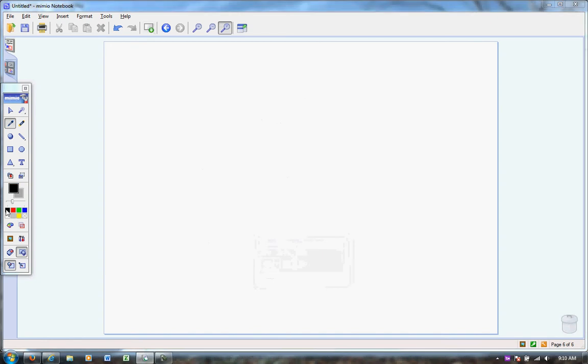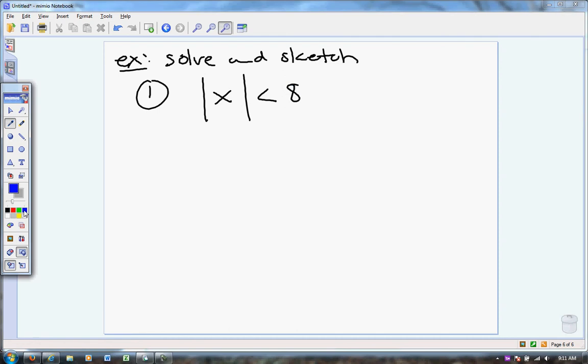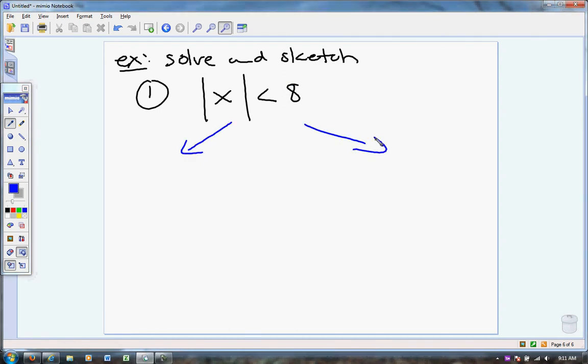All right, the next thing you're going to be asked to do is to solve and sketch, but now we're dealing with absolute value. Okay? So if you're given a problem like this, the absolute value of x is less than 8. Well, anytime we have absolute value, we have to set up two things here. I know that x is going to be less than 8. Okay, that's one way. You always set it up the way it looks. Then you set it up and you flip the inequality and you multiply the other side by -1.